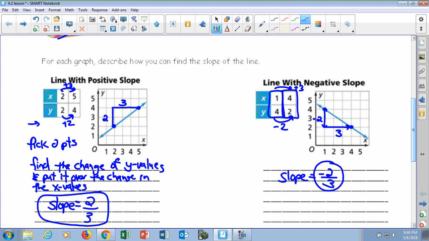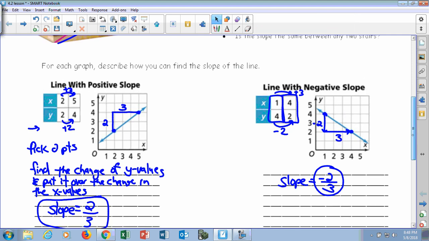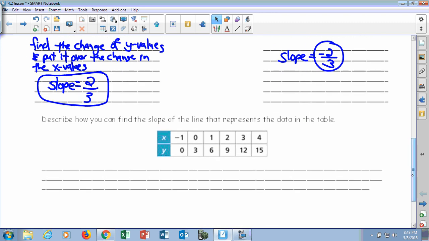So down below, you're going to pause this video for just a second. It says describe how you can find a change in the slope of the line that represents the data in the table, and I want you to find it. We kind of already told you how to do it in that first example, the line with the positive slope. So you guys are going to work on this problem for about 5 minutes as a team in your table. With that said, we're going to pause the video, and I want you to find the slope for this.